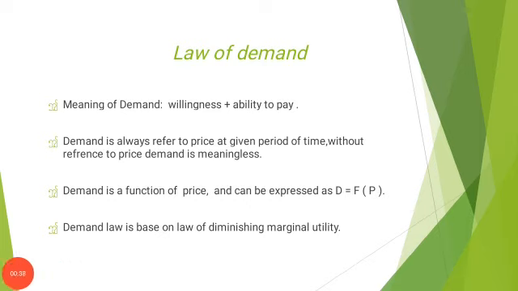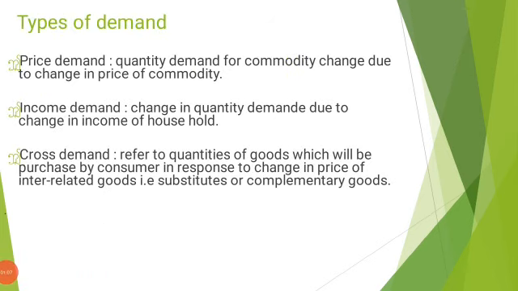Demand always refers to price at a given period of time. Without reference to price, demand is meaningless. Demand is a function of price and can be expressed as D equal to F(P). The law of demand is based on the law of diminishing marginal utility, and it is applicable on ordinary things. Now we have types of demand: price demand, income demand, cross demand.